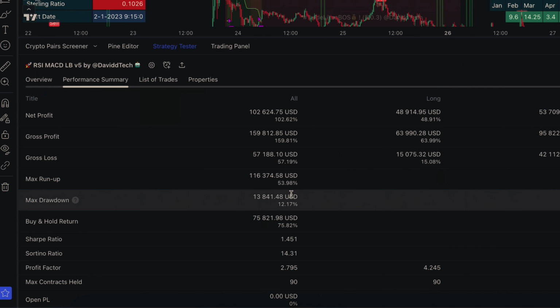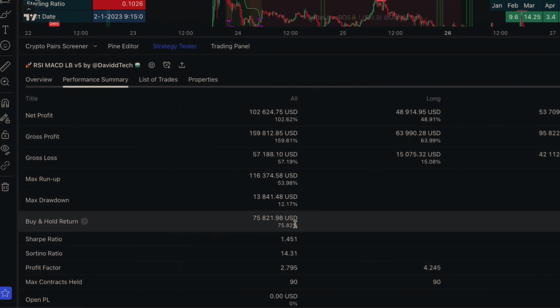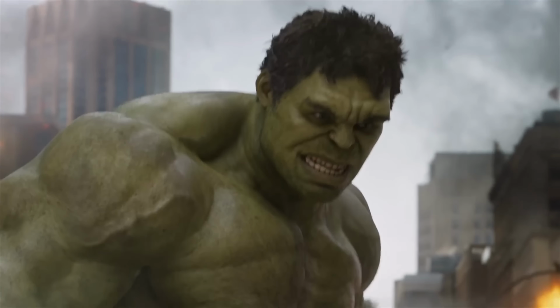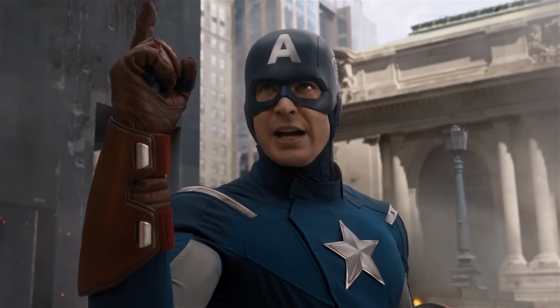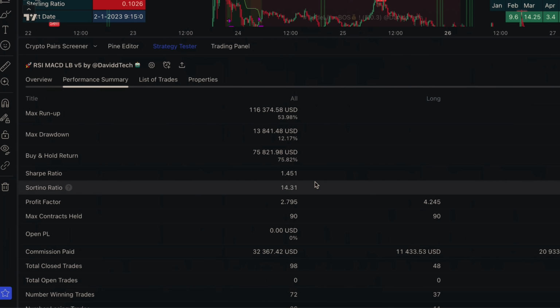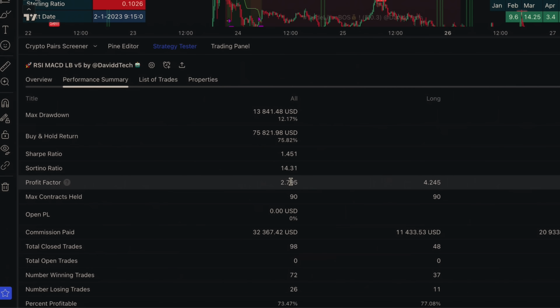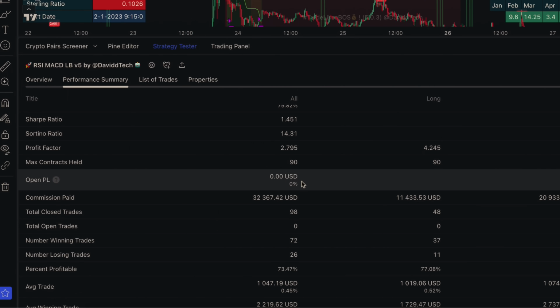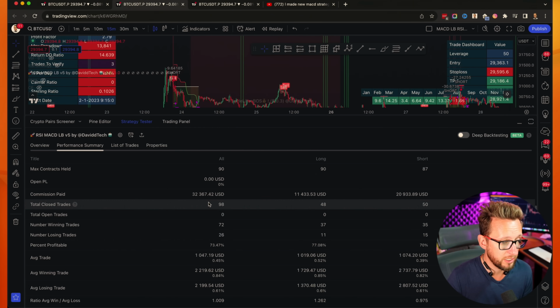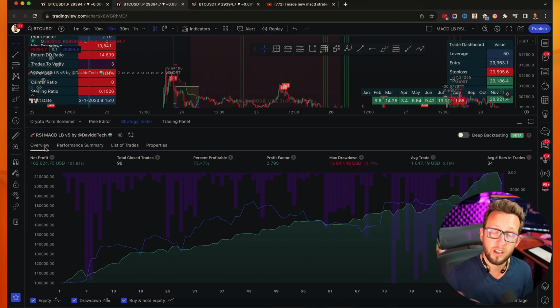If we go and have a look at some of the other stats, we have a 75% profit if you would have buy to hold, which we absolutely smashed. And Hulk. Smash. We have a Sharpe ratio of 1.45, which is excellent, a Sortino ratio of 1.431, a profit factor of 2.795. All of these stats look absolutely brilliant to me. I certainly will be testing this in forward testing before actually trading, and it might become one of my bots that I add to my trading strategies. Anyway, so I'm very excited by this one, guys.